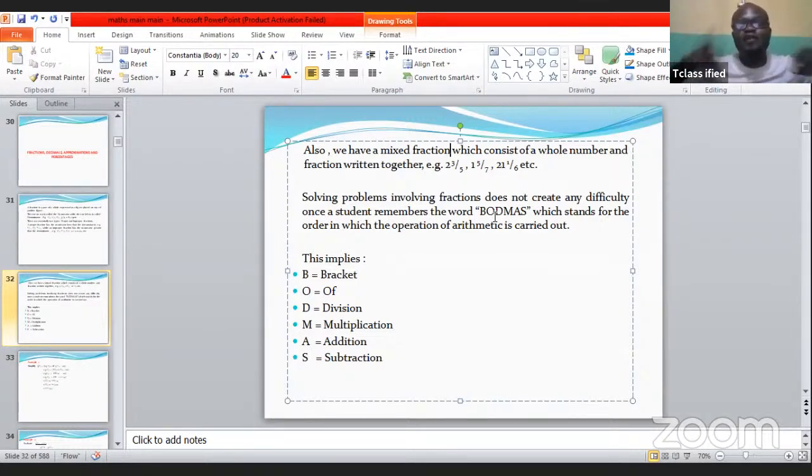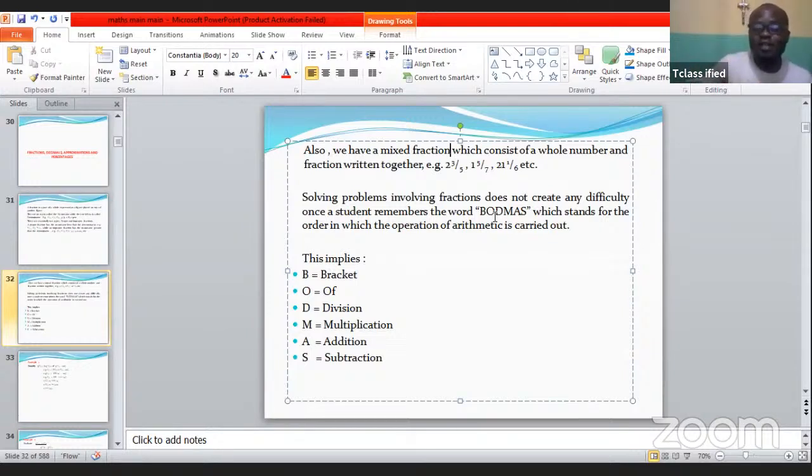Then after that, you look for where the division sign is. Any combination that has a division sign is the next to be solved. Then after that, you look for the combination that has the multiplication sign. That has to be solved. Then any combination that has addition, and finally subtraction. So that's why whenever you hear simplify this, you must first of all write the word BODMAS.